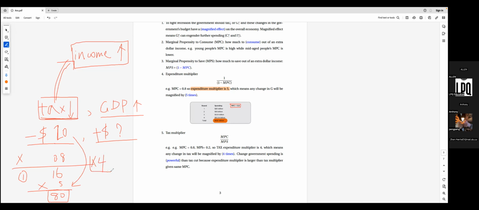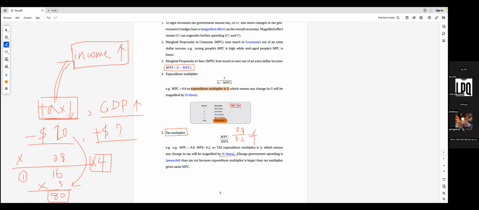Four times larger is called the tax multiplier. And this tax multiplier can use a formula, as you can see here, to directly calculate how big it is. You just use MPC divided by MPS. If MPC equals 0.8, and MPS equals 1 minus MPC, that is 0.2. So 0.8 over 0.2, it's four times larger.